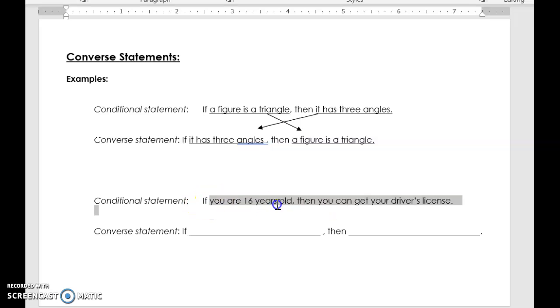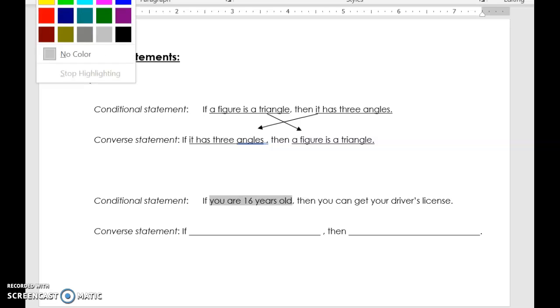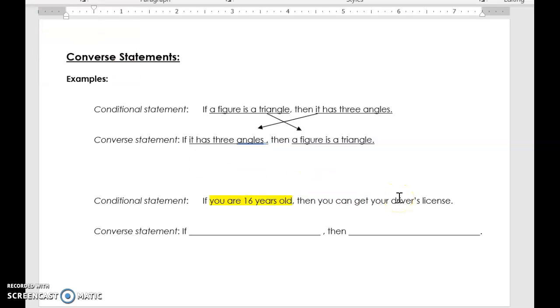So again, if I'm identifying parts, here is my hypothesis, and I'll use the same kind of highlighting I did earlier, making sure not to include the word if. What's going to be my reaction? You can get your driver's license. So that is my conclusion. If I was going to write my converse statement, again, I'm switching those two parts. So this now should be my conclusion, and this should be my hypothesis.